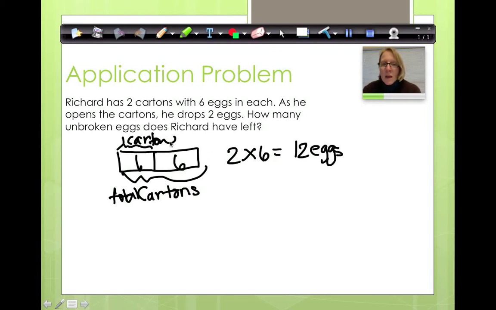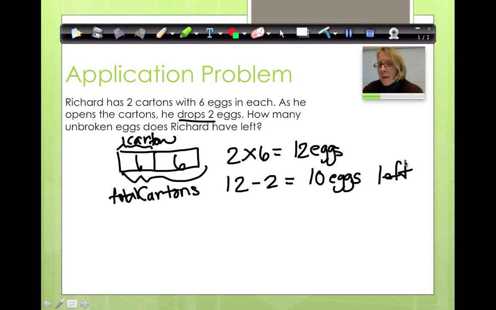Now, he drops 2 eggs. So that's a subtraction problem because they're gone. So now we have 12 take away 2, and that would be 10 eggs. He's got 10 eggs left. All right. Now, keep these in mind. Keep this in mind, and keep this in mind when I go to the next slide.